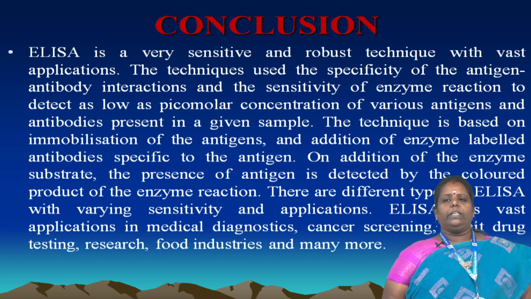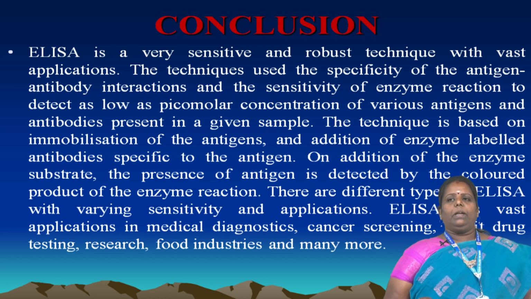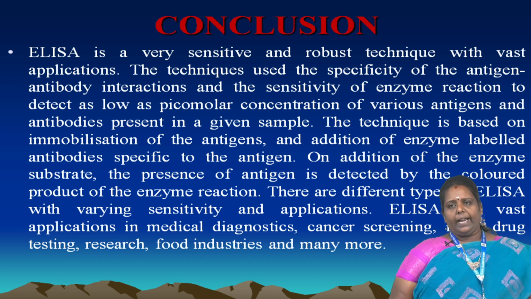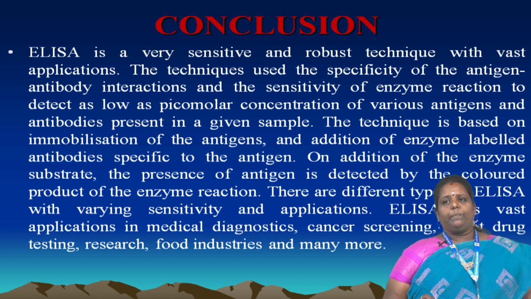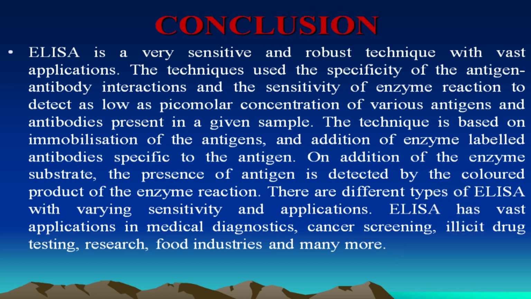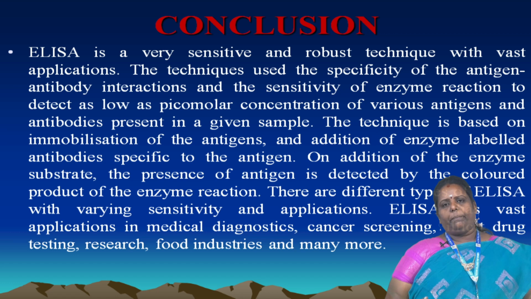After that is a lock and key system. It is based on the enzyme link. The presence of antigen is detected by the colored product of the enzyme reaction. There are different types of ELISA with varying sensitivity to application.